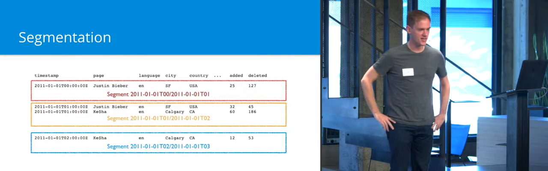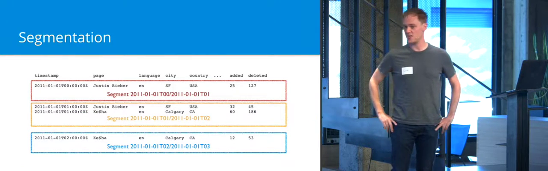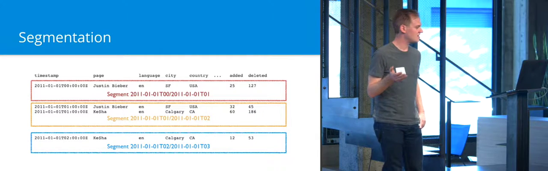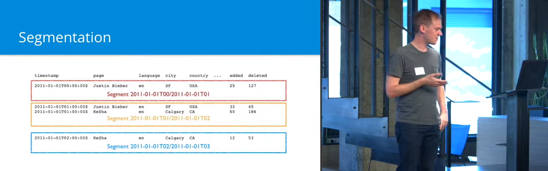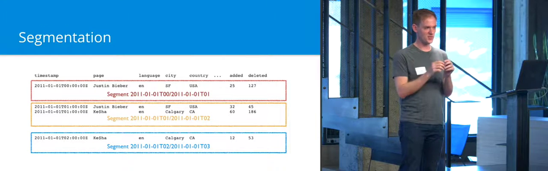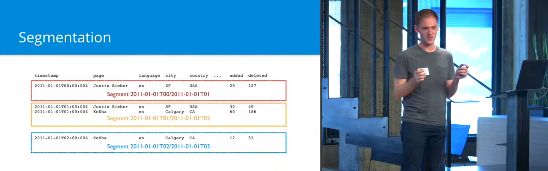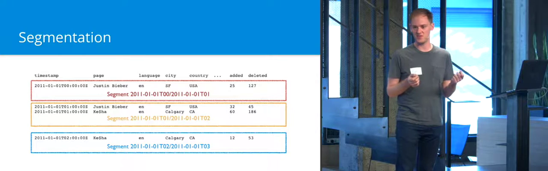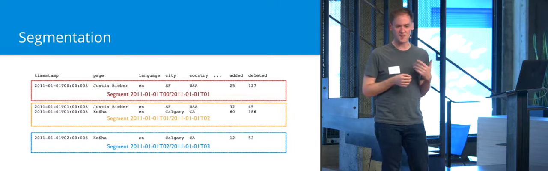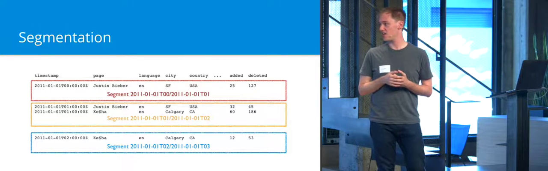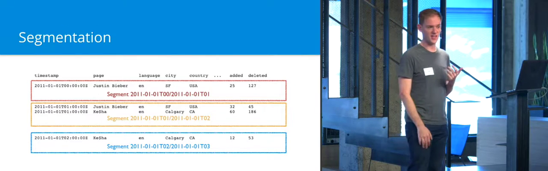The next thing we do is we segment the data into segments that are time partitioned. So in this example, these segments are partitioned by hour, and we have 1 data point in the first, 2 in the second, and 1 in the last one. In the real world, these segments would all have millions of data points in them. And they're time partitioned such that they can be pruned more easily for when you have a time filter.